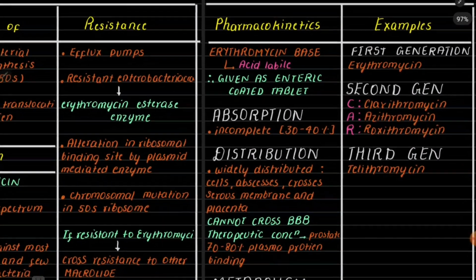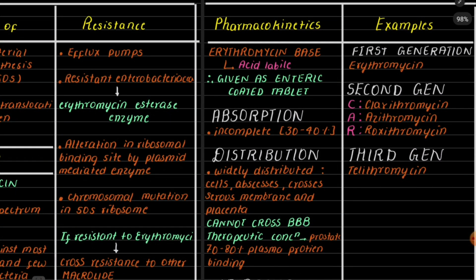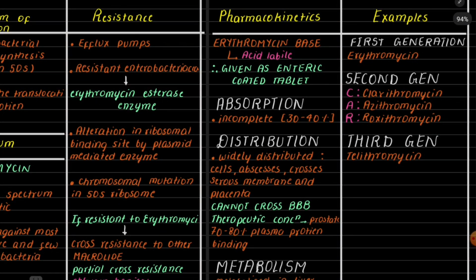Let us look at the resistance against erythromycin or macrolides. First mechanism is efflux pumps. Efflux pumps are present on the cell membrane of the bacterial cell, and with the help of these pumps, the bacteria sends out the drug, which renders them ineffective.